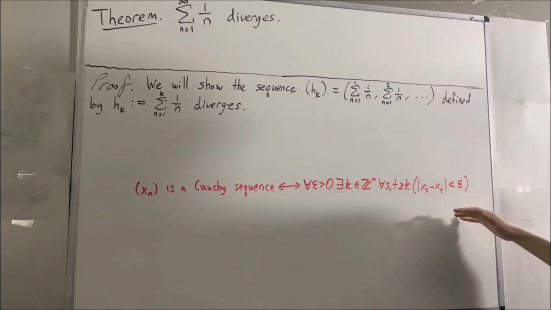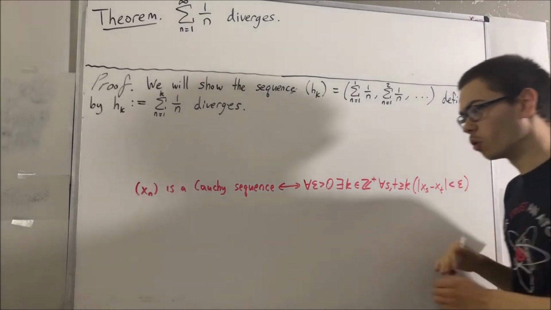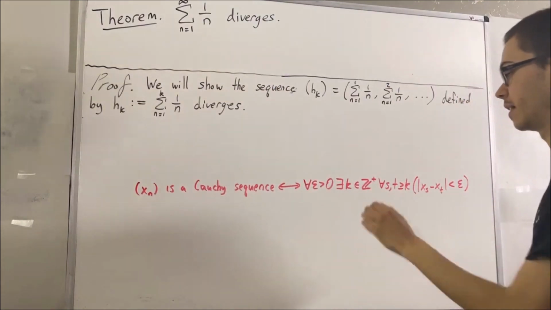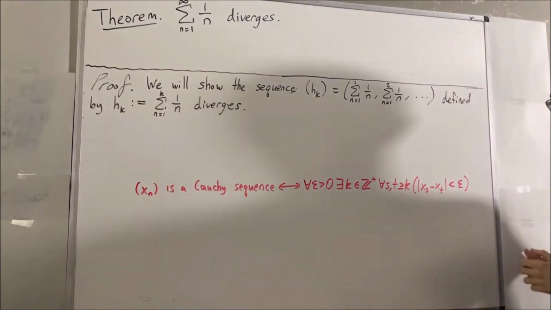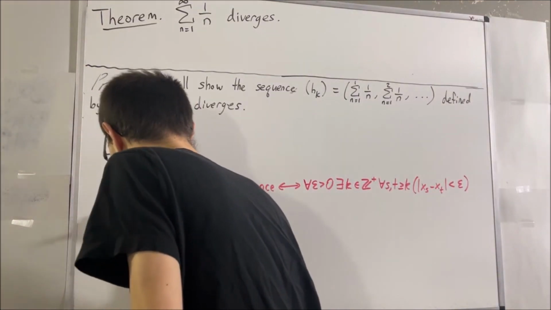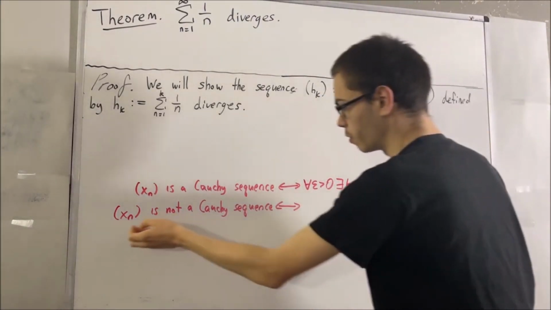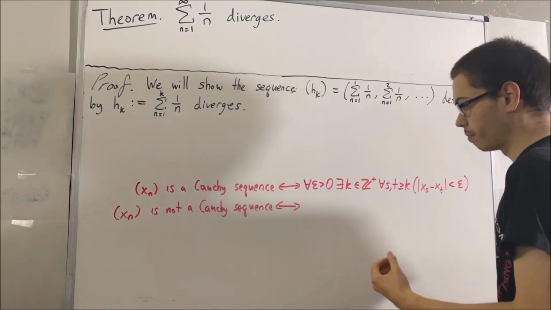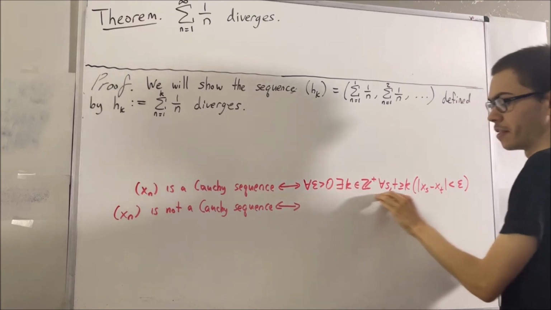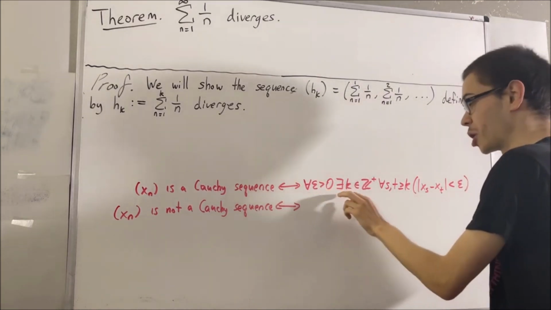But really, we want to show that our sequence is not a Cauchy sequence. So, what does it mean for a sequence to not be a Cauchy sequence? Well, it means exactly the negation of this statement. So, we're going to negate this statement to figure out what that is. For a sequence to not be a Cauchy sequence means it is not the case that for every epsilon greater than 0 this is true. In other words, there is an epsilon greater than 0 such that this is false.